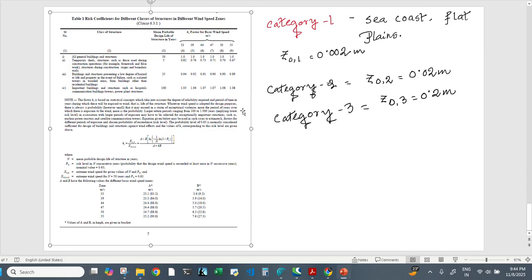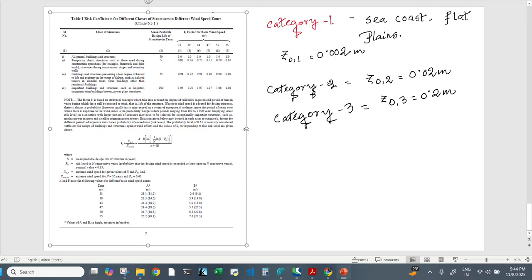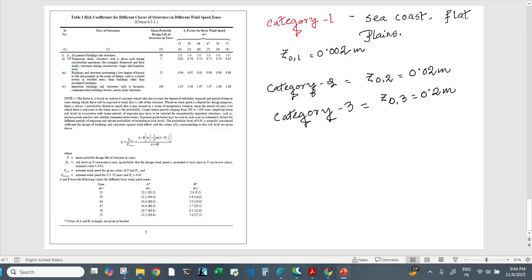Now this is the table for all general buildings or structures. For 50 years, the most probable, the basic wind speeds are 33, 39, 44, 47, and the factor is 1.0 for all general buildings. There is no decrease for all general buildings.